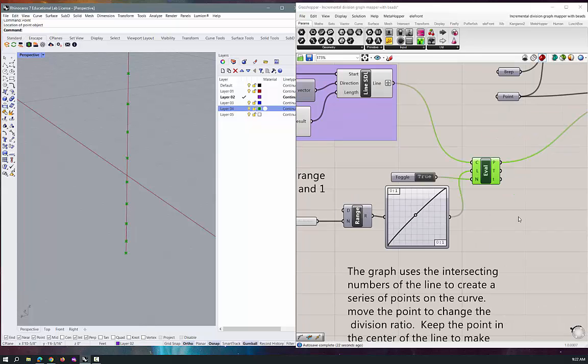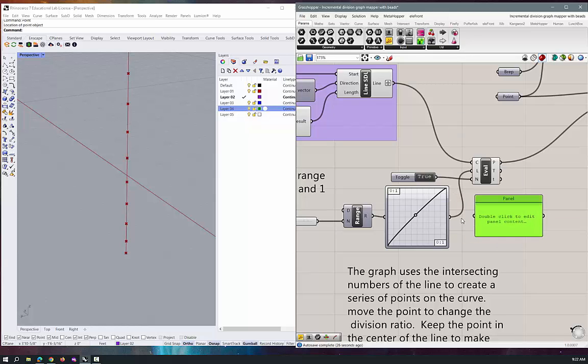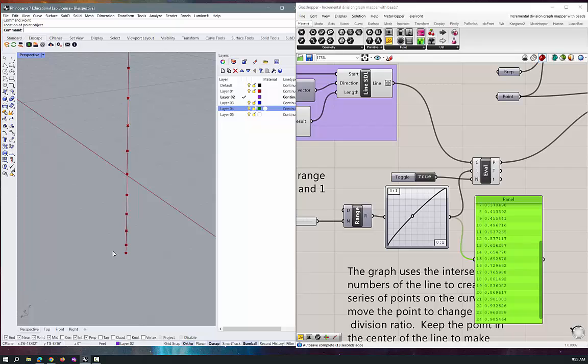And so if we do a panel and pull that out and look at it, it's just making divisions along between a 0 and a 1 based on how you pull this. So if I pull this, those divisions get larger, and they get incrementally closer together at the bottom, further apart at the top, versus something like that. All right, so you can kind of play around with that and get the spacing that you want.